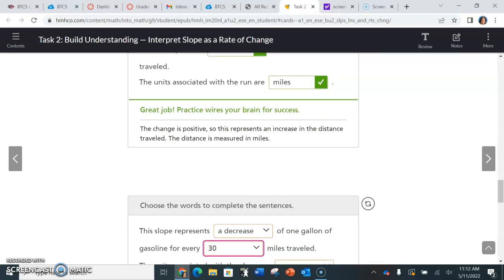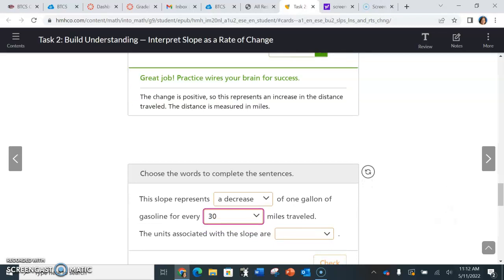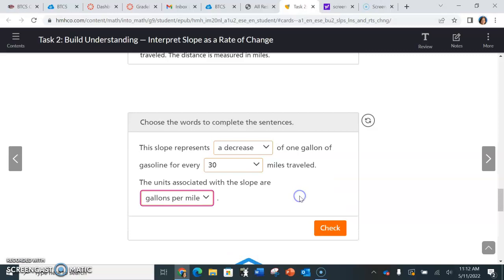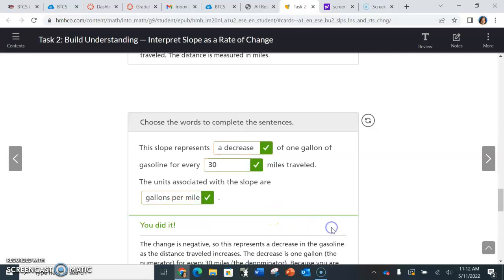If you put that in, you can do -7 divided by 210, and that gives you negative 1/30. So that represents the 1 gallon of gas for every 30 miles traveled. So the units associated with the slope are gallons per mile. What was the other choice? Miles per gallon. It's gallons per mile. All right, that's all for task 2.